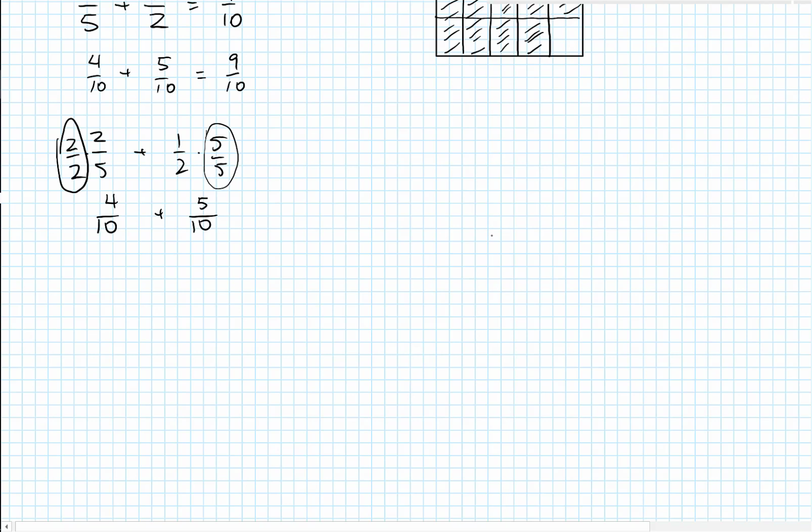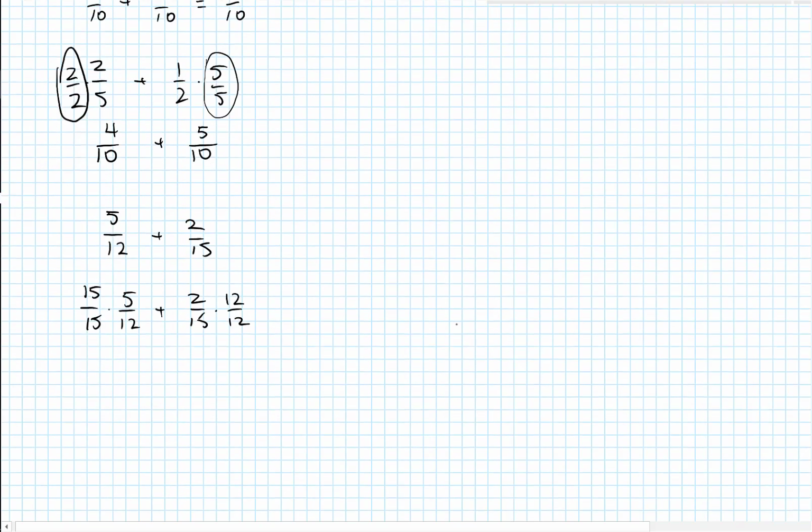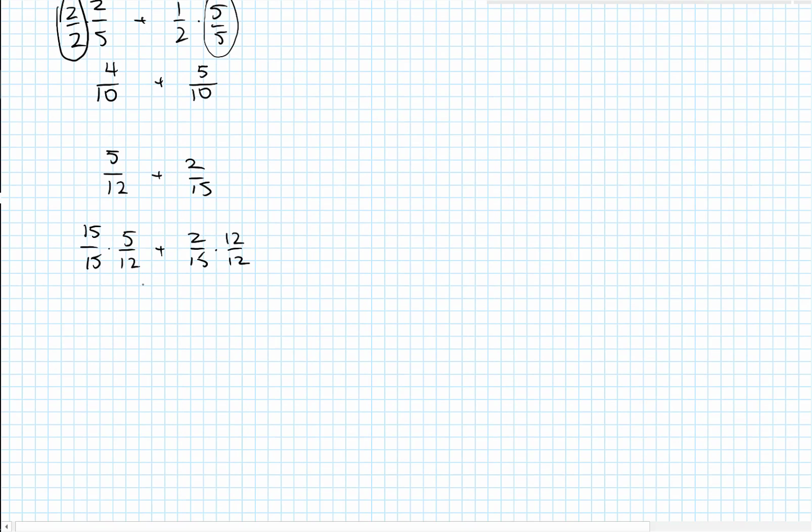So let's take a look at an example where the numbers are slightly bigger. Let's say we have 5/12 plus 2/15. So we could just say, well, all right, the denominator on the right is 15. Let's take 15/15 as our multiple to create an equivalent fraction using 5/12. And let's take 12/12 and use that as our multiple to create an equivalent fraction for 2/15. The denominators are clearly both the same, 15 times 12, which is 180.